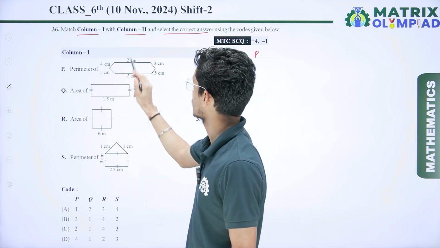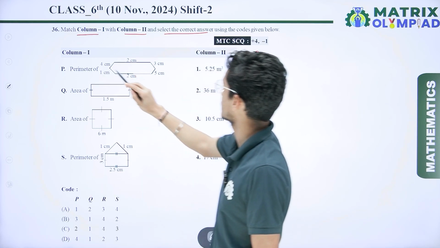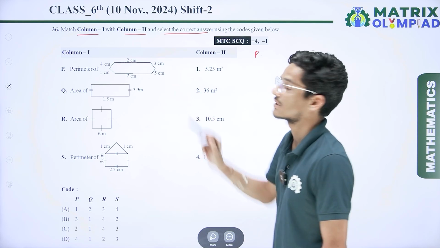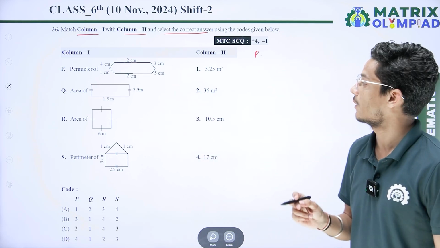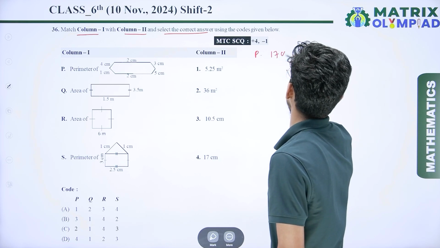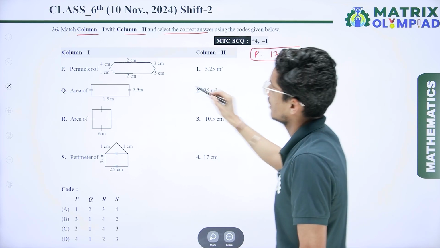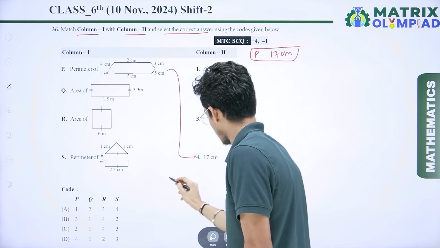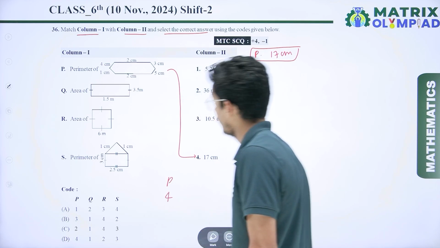So here we have 2 plus 2 is 4, 4 plus 4 is 8, 8 plus 1 is 9, and 9 plus 3 is 12, and 12 plus 5 is 17 centimeter. So P, the perimeter, is 17 centimeter. It means P is connected to 4. So here I write P is connected to 4.